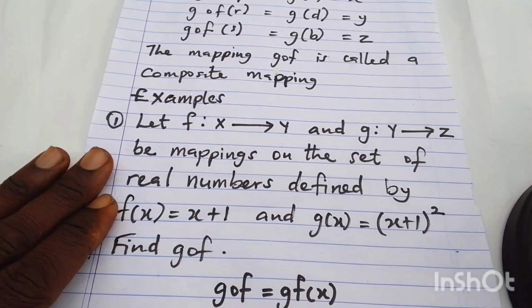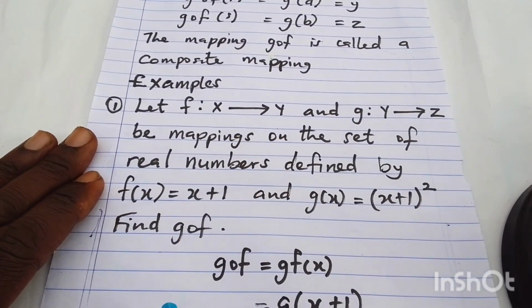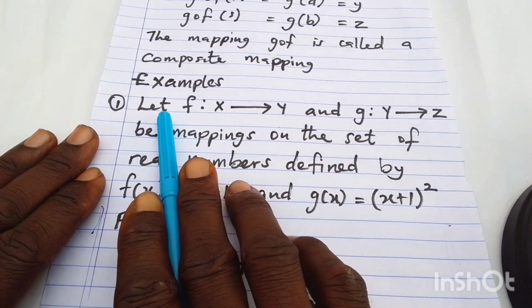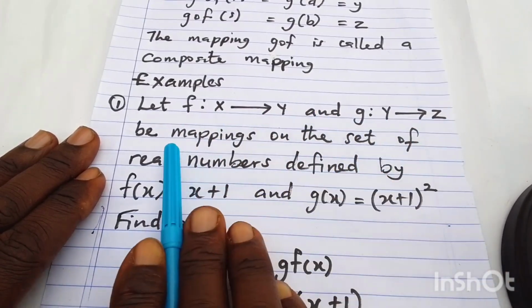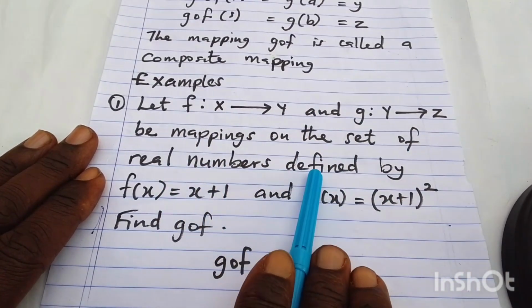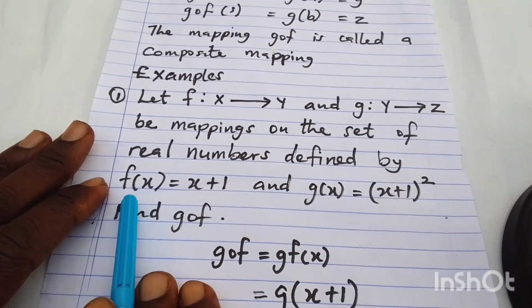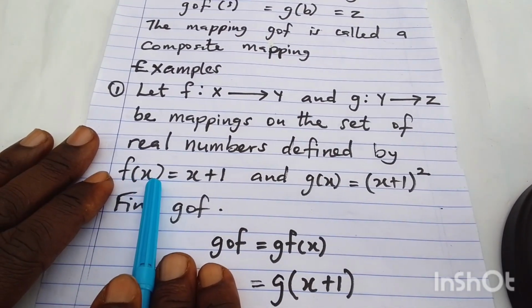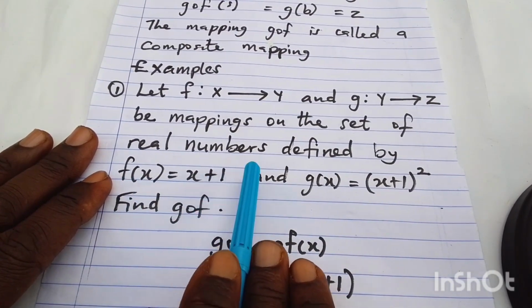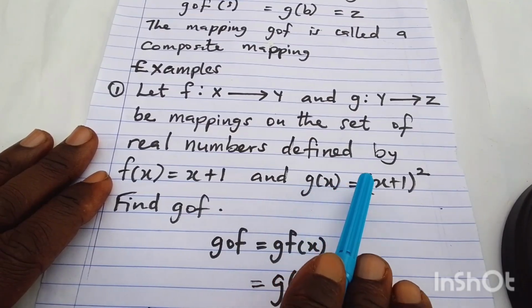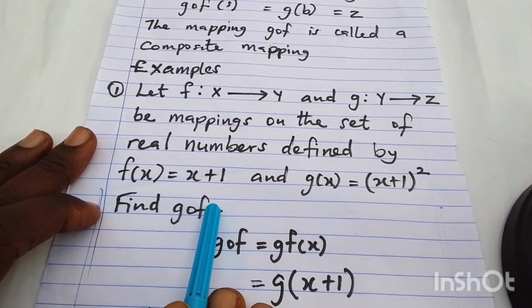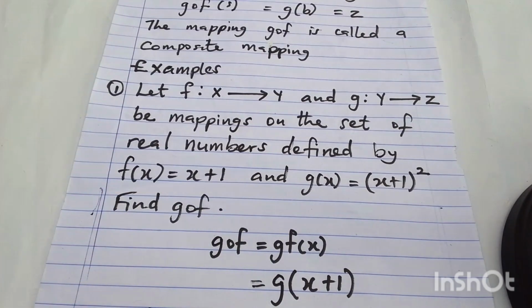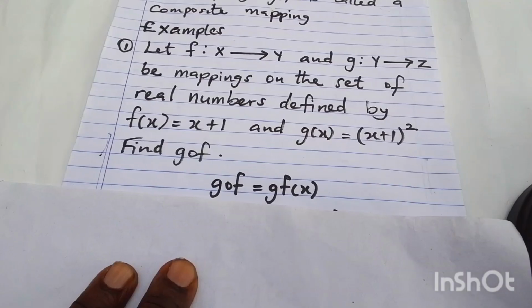Now, let's look at this example. Let the mappings F and G be mappings on the set of real numbers defined by F of X equals X plus 1 and G of X equals X plus 1 squared. Then find GOF. So this GOF is the composite mapping.